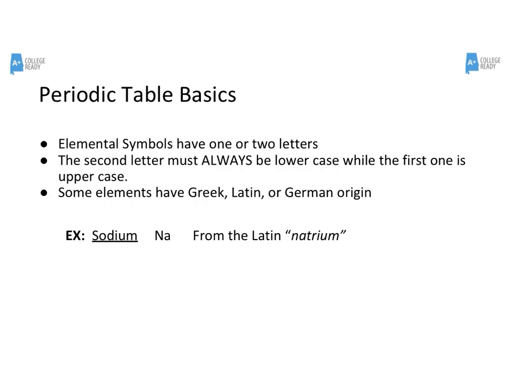Chemical symbols have 1 or 2 letters. The second letter must always be a lowercase, while the first one is an uppercase. Some elements have Greek, Latin, or German origins. For example, sodium is from the Latin natrium.